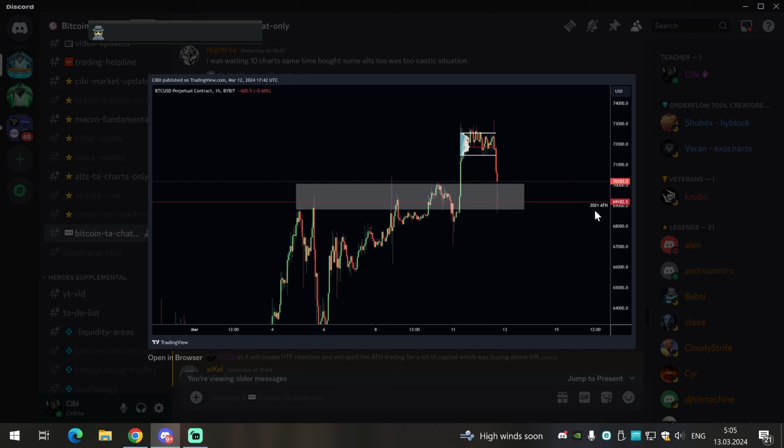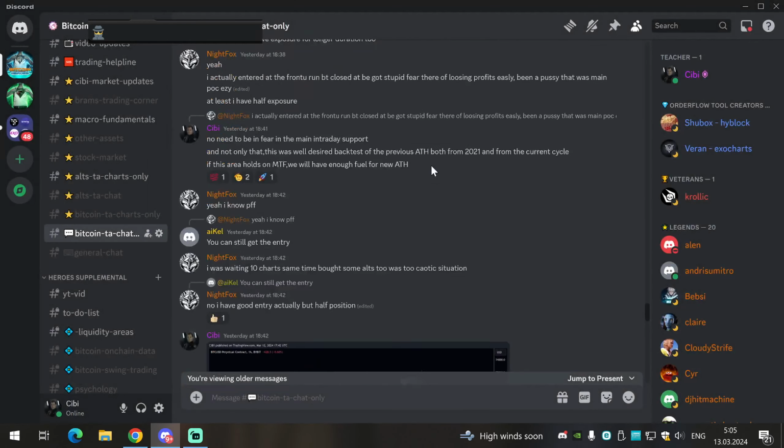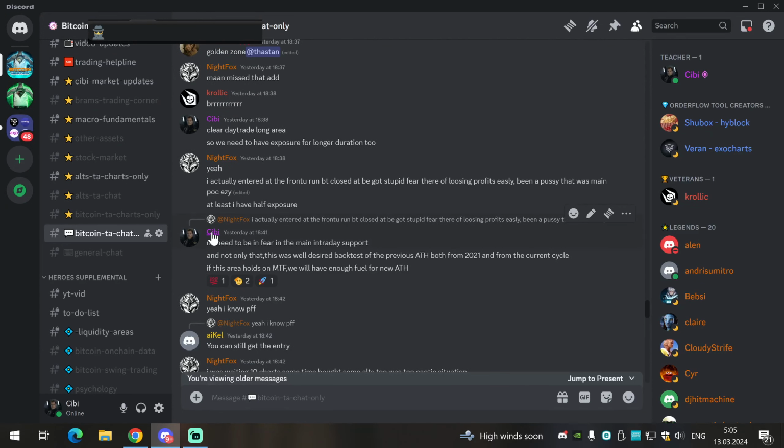We did a retest of the 2021 all-time high. Yeah, so this high was retested, and also the main market structure area from the breakout. So if you hold this area, and it was starting to look really great in the group. Actually, it was our largest longs here. If you do rejection here, you can actually open a long to all-time highs. So that's what I was saying. And here I'm saying to our traders, no need to be in fear at the main intraday support. And not only that, this was the well-desired backtest of the previous all-time high. If this area holds on the medium time frame, we will have enough fuel for a new all-time high.